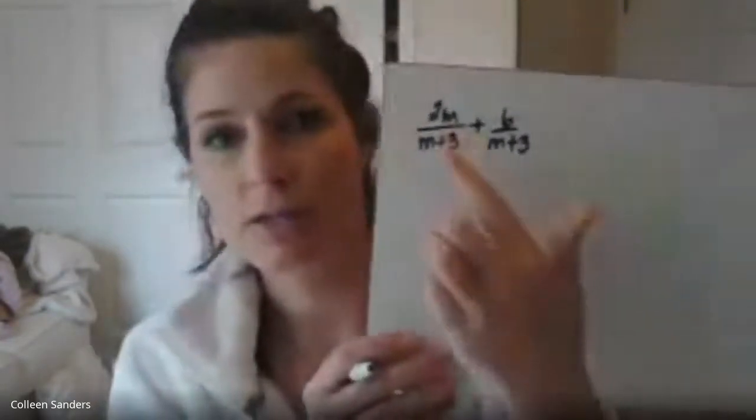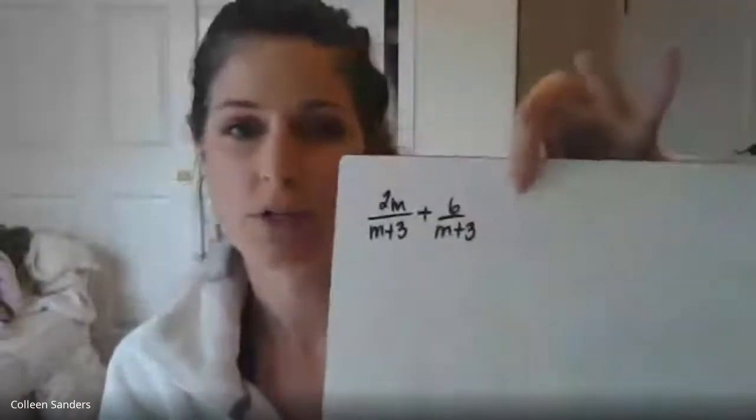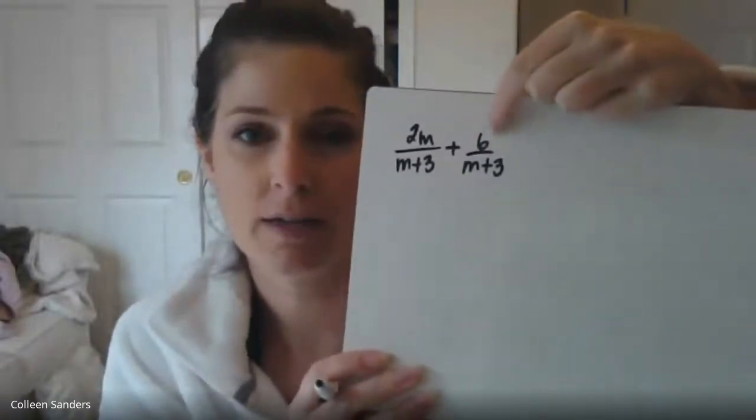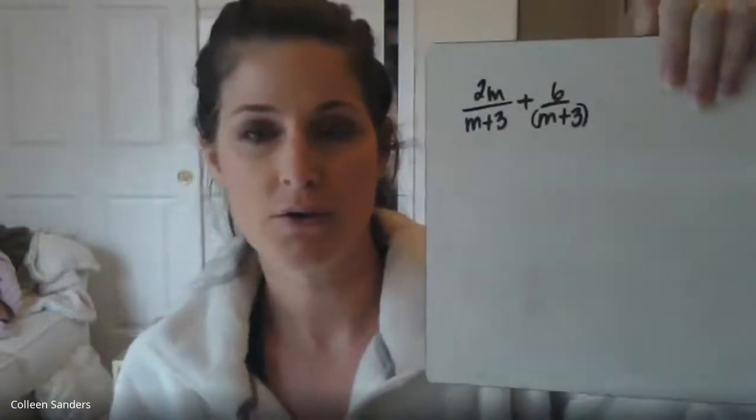Okay, so 6m over m plus 3 plus 6 over m plus 3. I have students who right now would want to cancel the 6 and the 2. You can't do that. The m plus 3 is locked together. So unless you can cancel the whole thing, you can't touch it. Okay, so be careful of that.